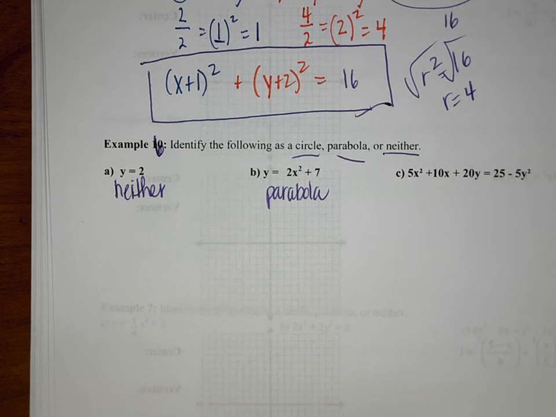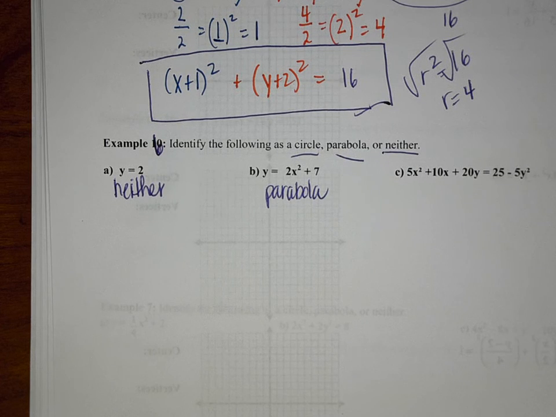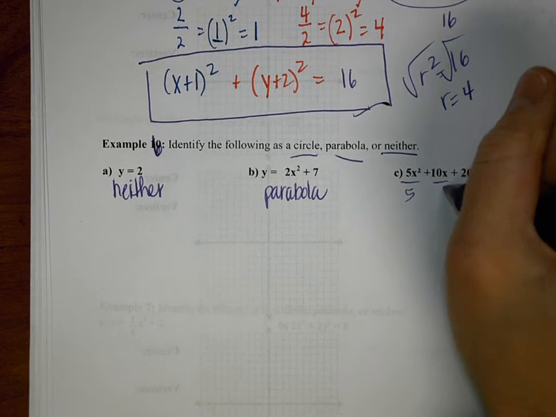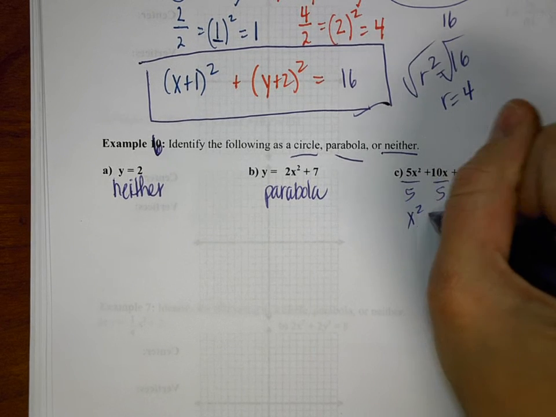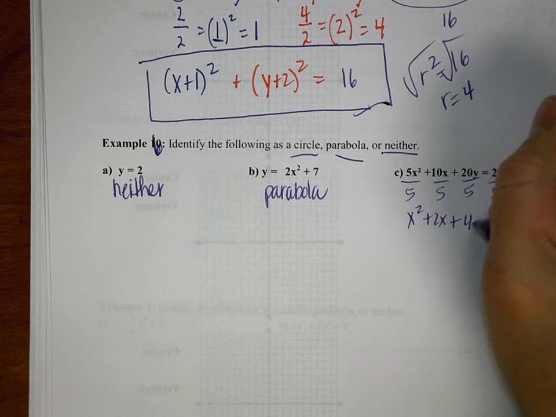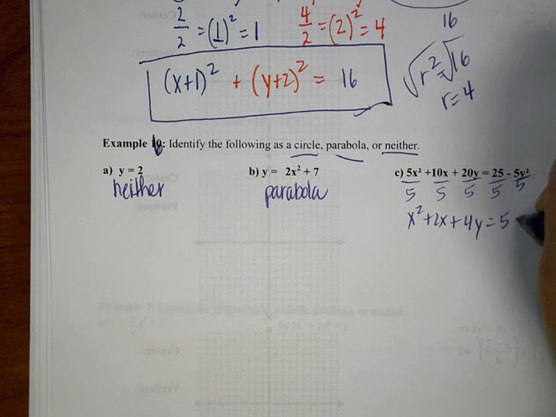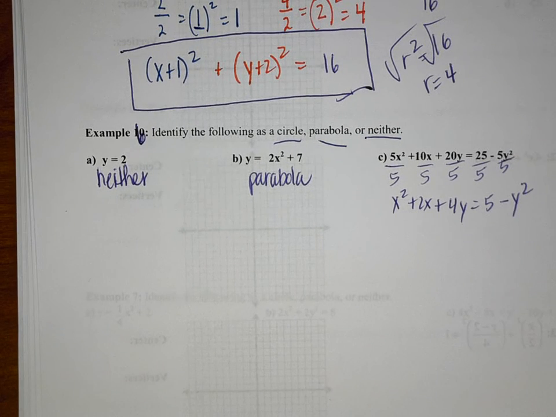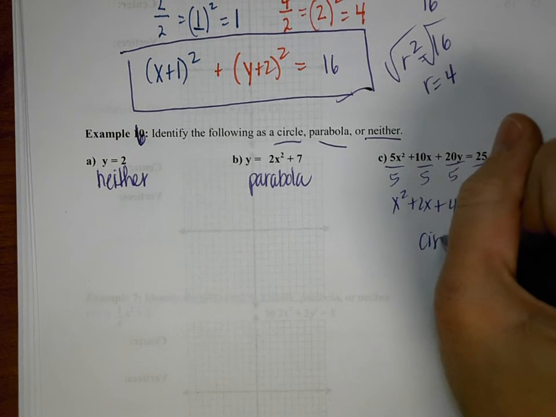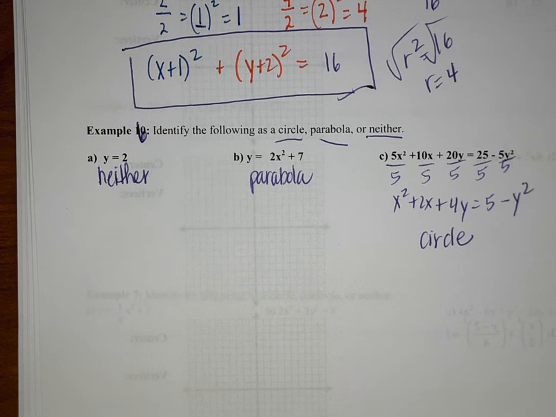On this last one, you would probably need to do a little bit of work, but if you were to look, see how the x squared has a number in front, but could we divide everything by 5 to get rid of a number in front of that? And we'd get x squared plus 2x plus 4y equals 5 minus y squared. And if we brought this y squared over here, it'd be a positive y squared, and then we could find the answer. So if you look, this really is a circle. And you could do all the work in order to see it in your descriptive form.